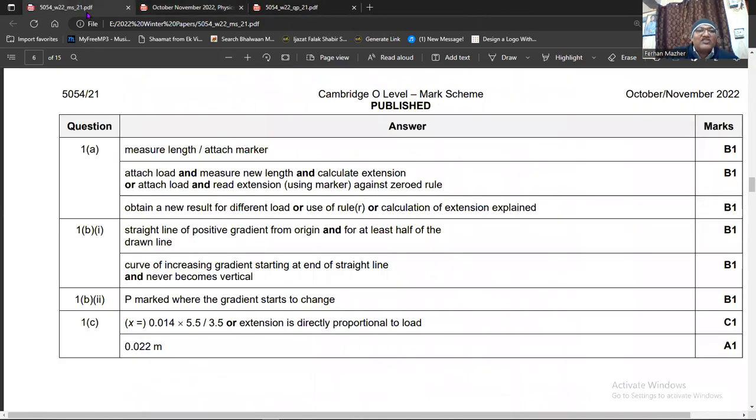So this is my answer. The marking scheme of question number 1, part A says: measure the length, attach marker, attach load and measure new length, and calculate extension, or attach load and read extension using marker against zero of the rule. Obtain a new result for a different load, or use a ruler for calculation of the extension.